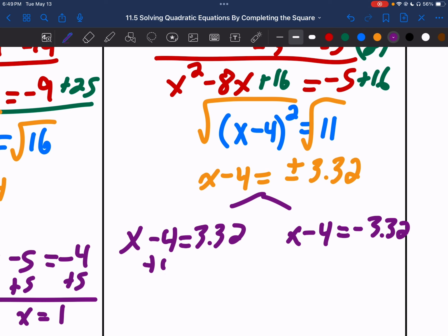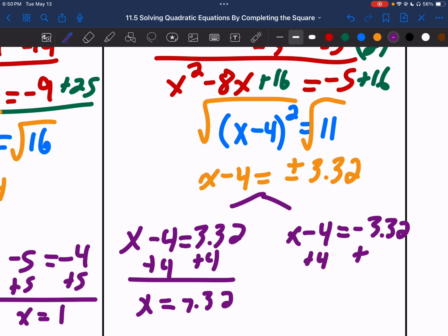And we add 4 on both sides of both equations. We get x equals 7.32. We add 4 to both sides of the second one, we get x equals 0.68.